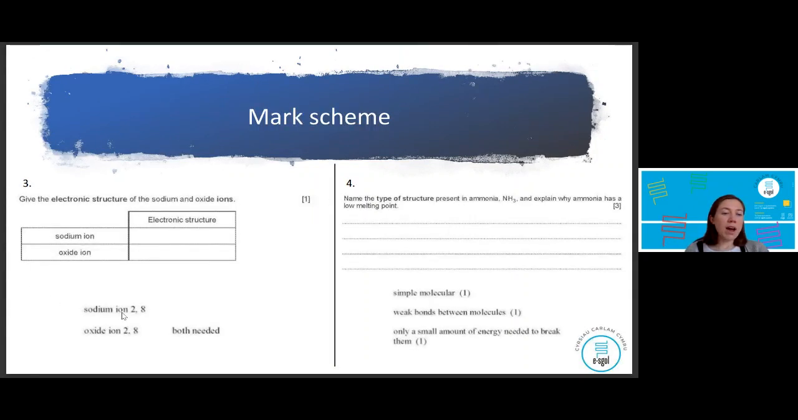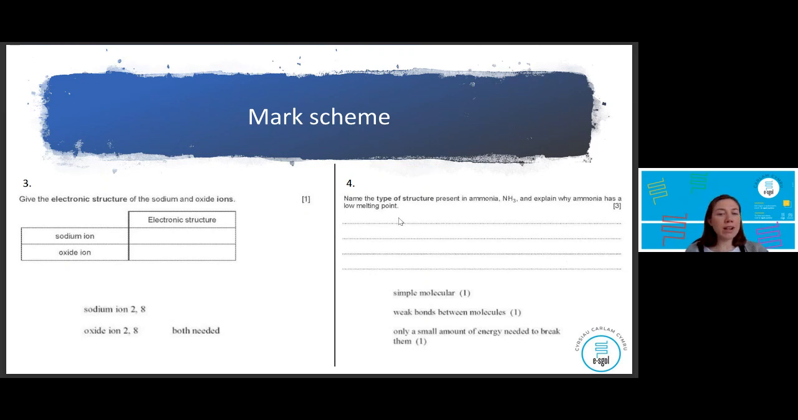So we've got sodium ion, which is 2,8. It would have been 2,8,1 as an atom, but remember it loses 1 electron to become 2,8. And then the oxide ion, oxygen being 2,6, but when it becomes the oxide ion, it gains 2 electrons to become 2,8. Really important that you have a look at that. And then the type of structure present in ammonia, it's basically asking for the bonding, okay, and that is simple molecular, or if you put down covalent, that's exactly the same.